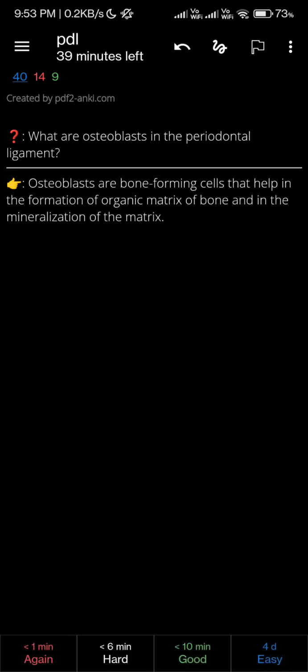What are osteoblasts in the periodontal ligament? They help to produce bone. Osteoblasts are bone forming cells that help in the formation of the organic matrix of bone and in the mineralization of the matrix. Organic matrix formation is also there, mineralization is also there.